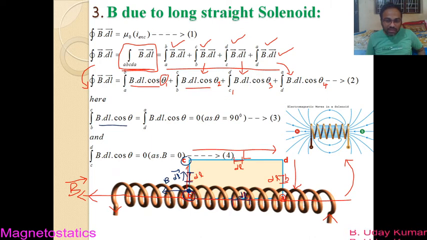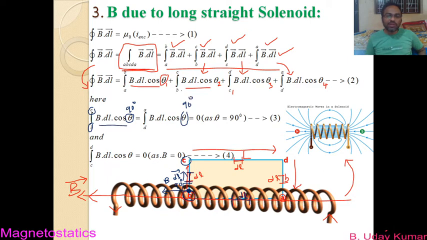So that means along the path BC, the angle between B and dl will be 90 degrees. So that you have to understand. Along the path B to C, the angle between B and dl is 90 degrees. That means in place of theta, you get 90 degrees here. Similarly, along the path DA, the angle between B and dl will again be 90 degrees. Even here also you get 90 degrees. Okay, so that you have to understand.